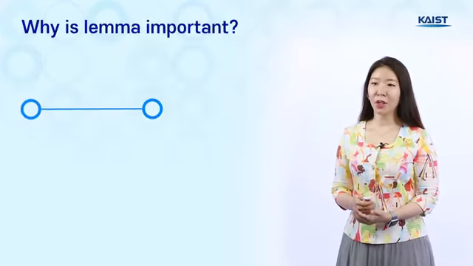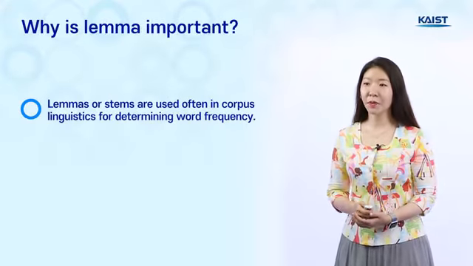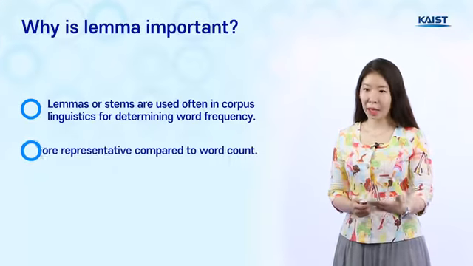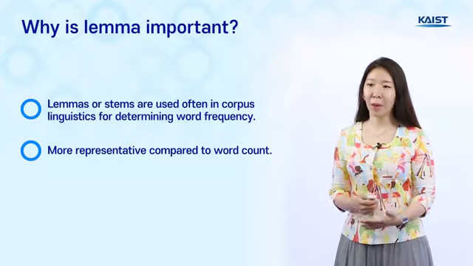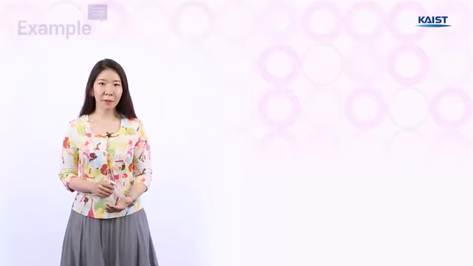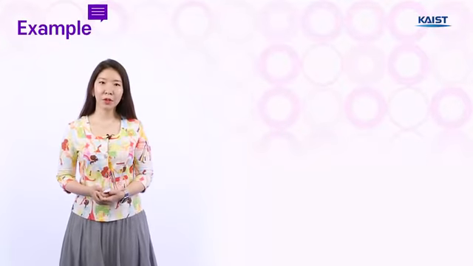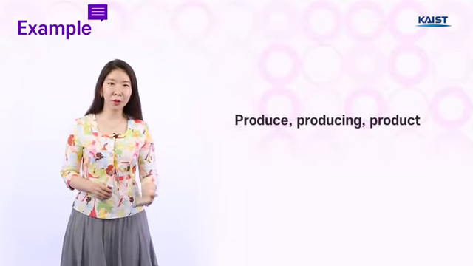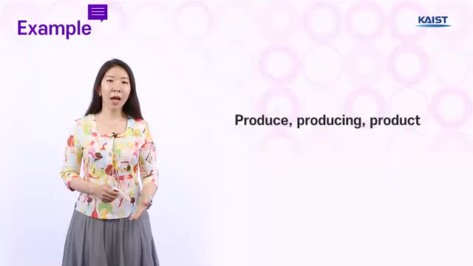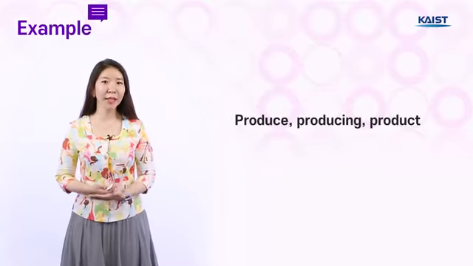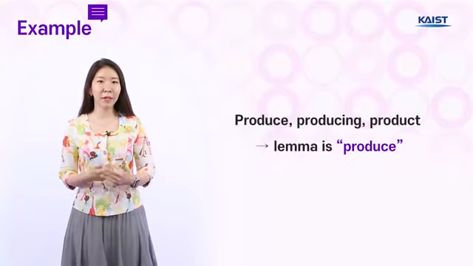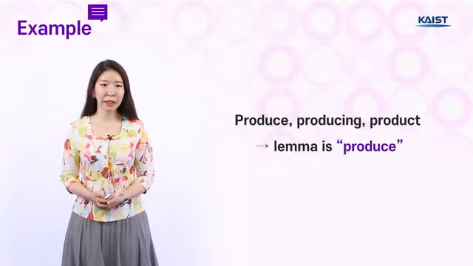Now let's move on. Let's think about why the lemma is important. Lemma or stem are often used in corpus linguistics for determining word frequency. So lemma is more representative compared to word count. For example, depending on your research question, you might want to check the word frequencies of produce, producing, or produced. However, you might want to look at the lemma produce. That one is more representative for a general research question.